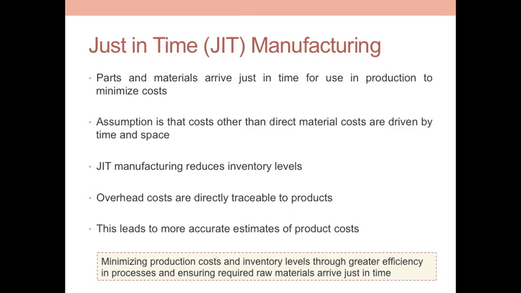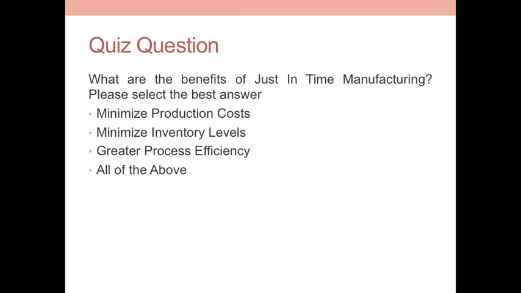Just-in-time manufacturing is an innovative and unique manufacturing technique that enables a manufacturer to minimize production costs and inventory levels through greater efficiency and processes by ensuring that raw materials arrive just in time. This brings us to the next quiz question, which is, what are the benefits of just-in-time manufacturing? Please select the best answer. And your options are minimize production costs, minimize inventory levels, greater process efficiency, or all of the above.